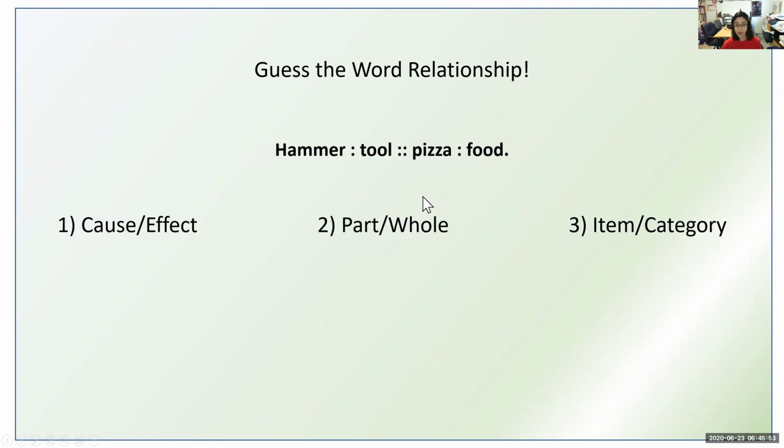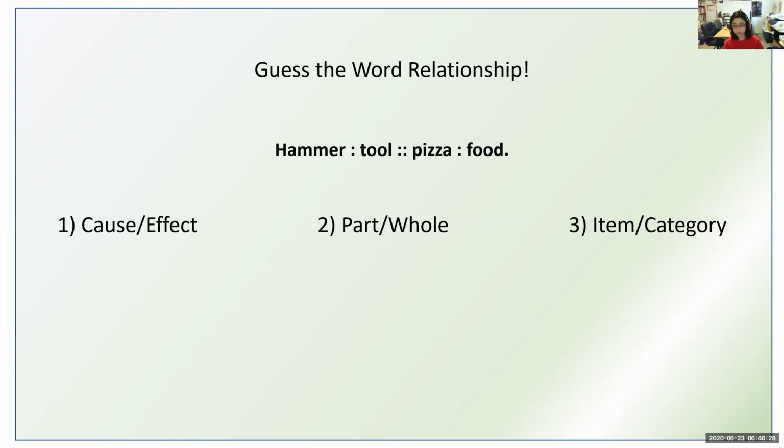All right, let's try this one. Hammer is to tool, just as pizza is to food. Is this going to be a cause-effect relationship where one thing causes another thing? Will it be a part-whole relationship where a hammer is part of a tool and pizza is part of a food? Or will it be an item category relationship where hammer falls under the category of tool and pizza falls under the category of food? What do you think?